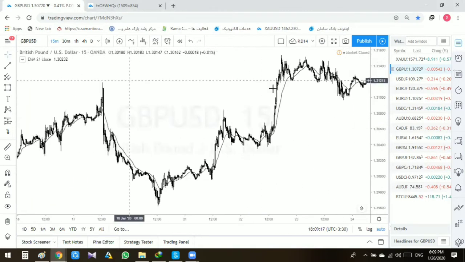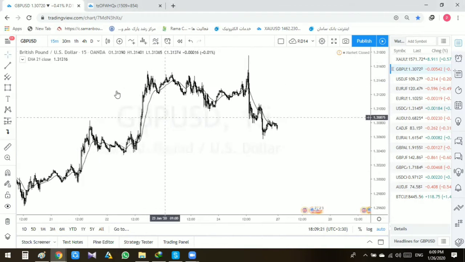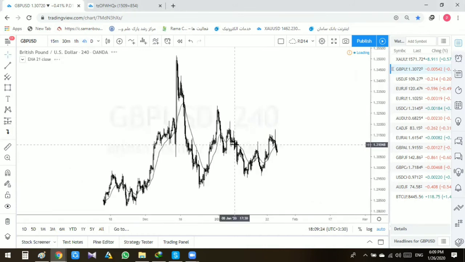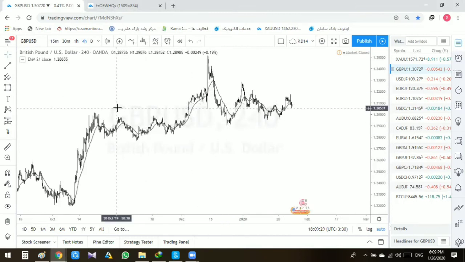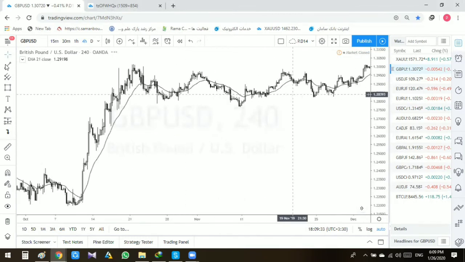But for me, if we are a day trader, I just look for ranges. For example, look at here. This is better for explaining.